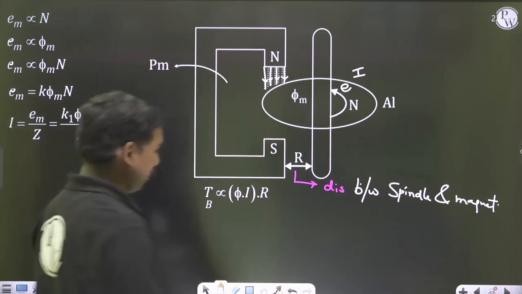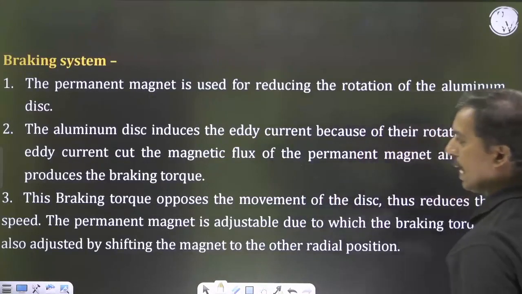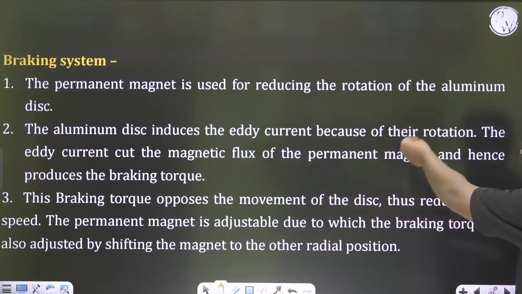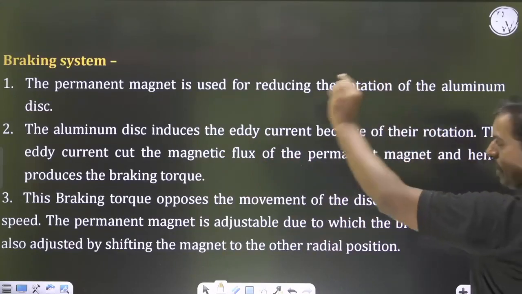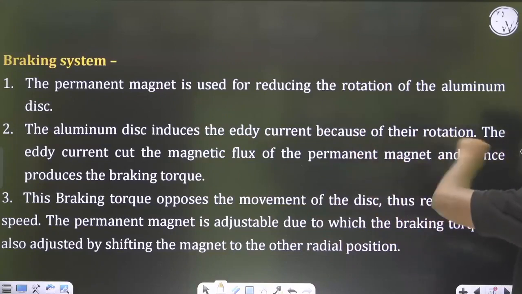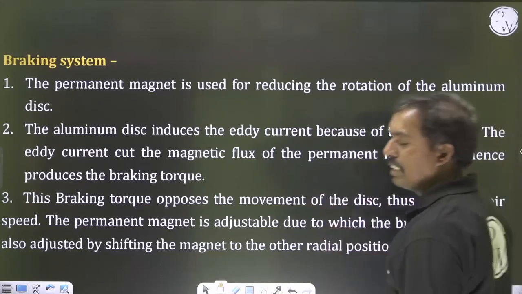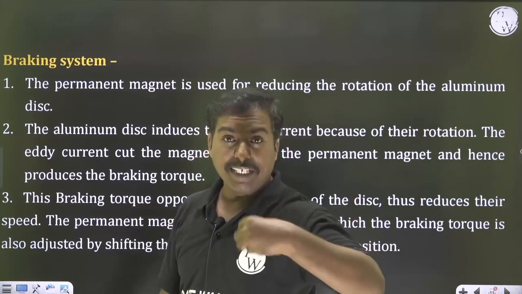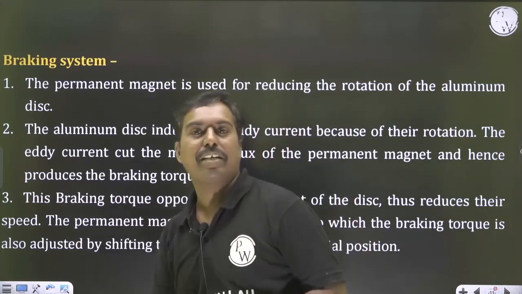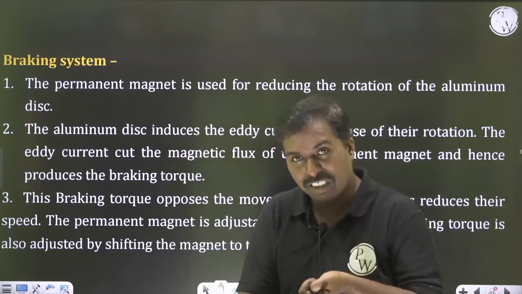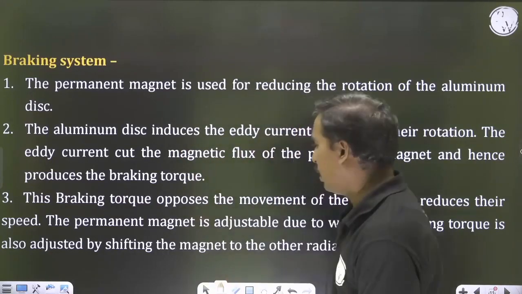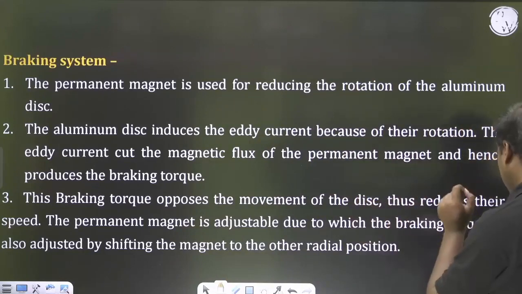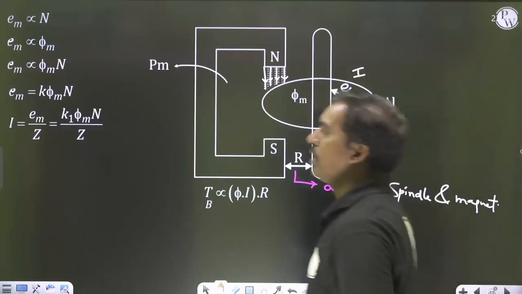Okay, chalo. So how does this braking act? The aluminum disc induces the eddy current because of its rotation. The eddy current cuts the magnetic flux of the permanent magnet, and hence introduces the braking torque. Whatever eddy current is generated is going to create an eddy flux, and this eddy flux is going to oppose it. So that's what this braking torque does: it opposes the movement of the disc, thus reducing its speed. So that's what I have given.